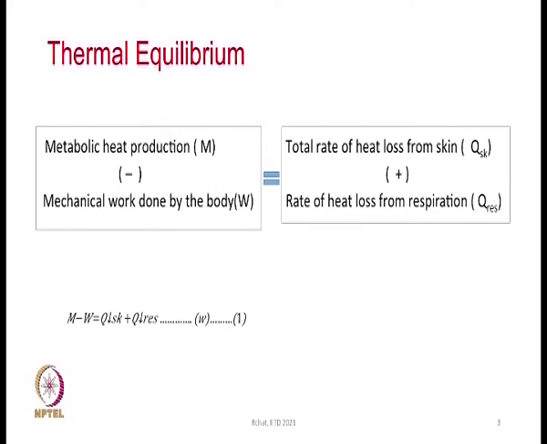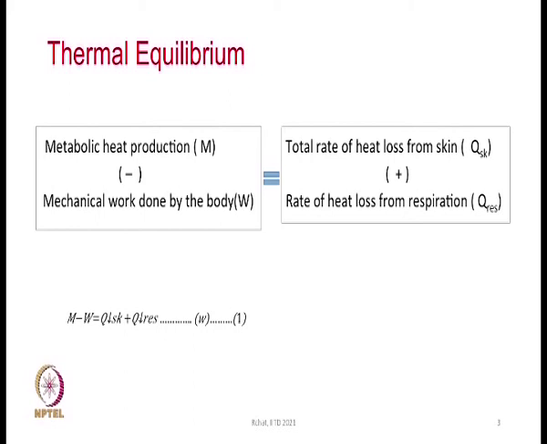The body is continuously generating heat, which we call metabolic heat. So, metabolic heat production is, let us say, M, and if we do some work, we also spend some energy for that, and that energy is provided by the metabolic heat that the body generates. So, the net heat will be metabolic heat production minus the mechanical work done by the body, that is, the amount of energy you spend doing mechanical work, which could be simply walking or sitting or doing some other activity, reading or jogging or playing, whatever. All of them are basically mechanical work, except if you are sleeping.